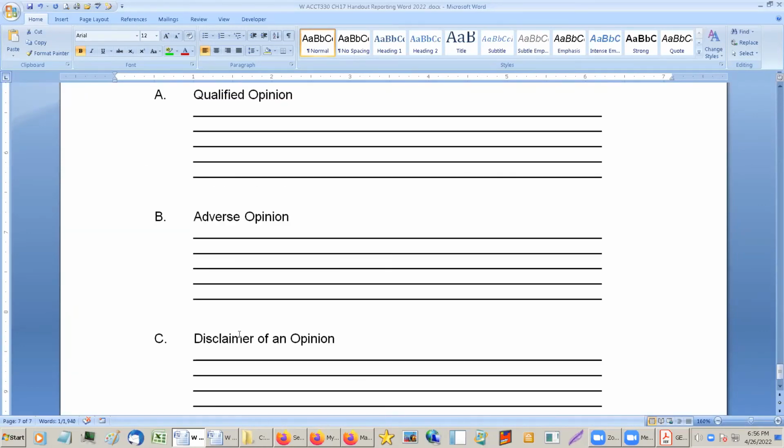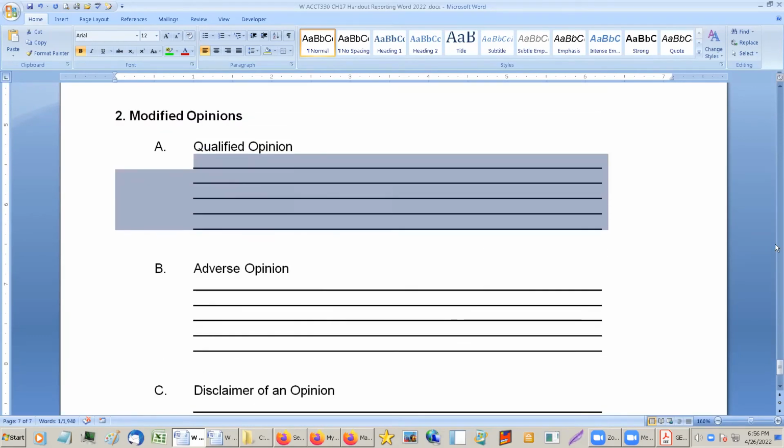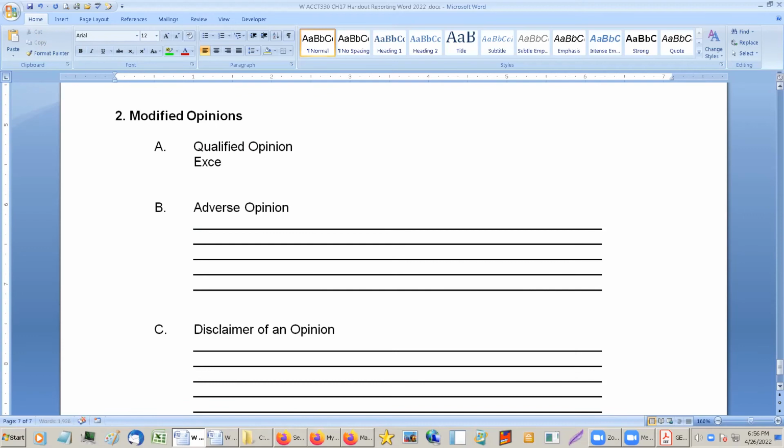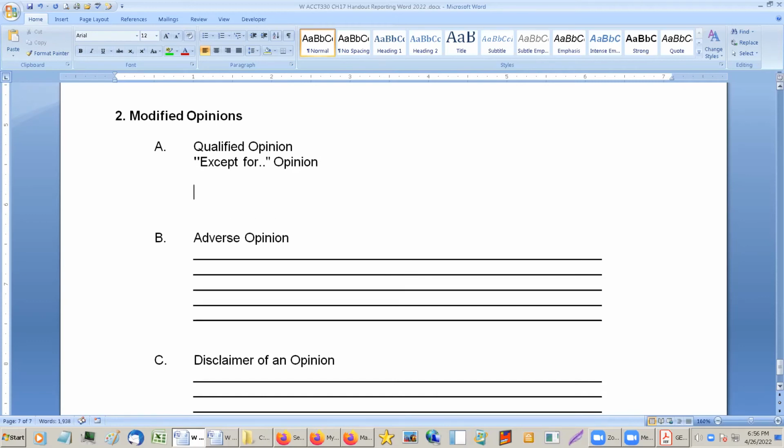Okay, let's just push right through here. We can go through these without a break, then we'll be done. Qualified opinion: except for. There's a material misstatement, but not pervasive.